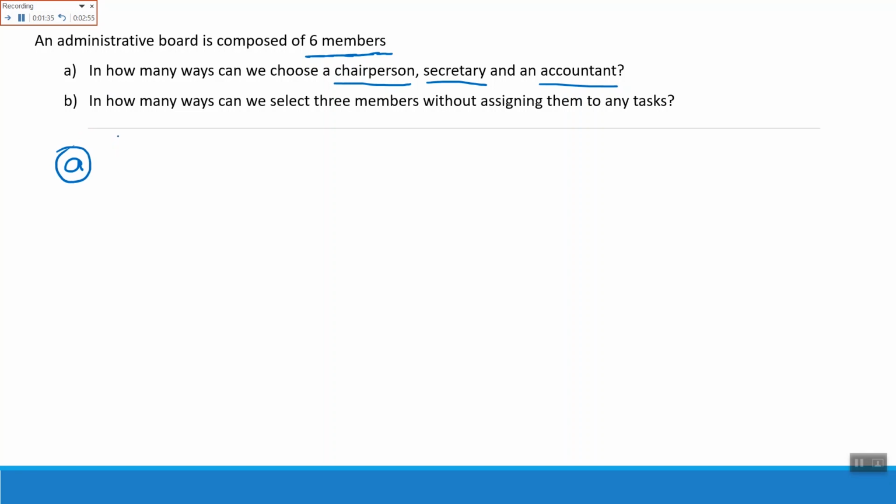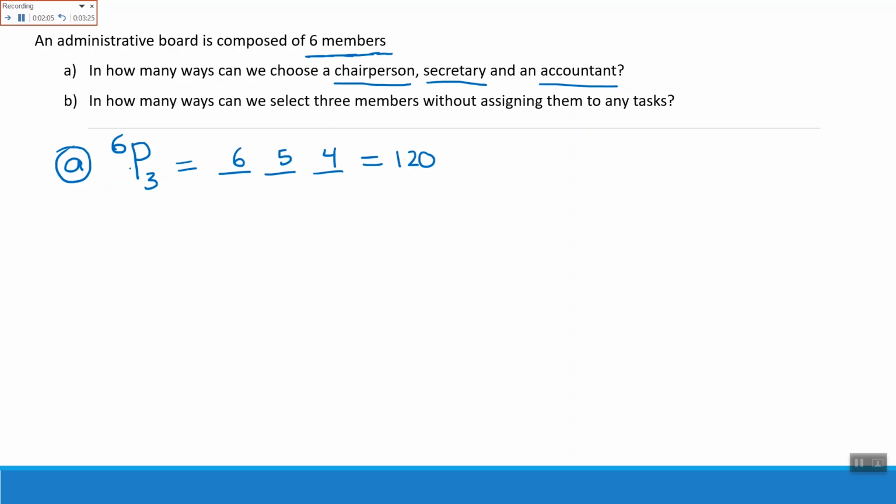So the answer to part A is going to be 6 permutation 3. There are 6 people, and we're going to choose 3, but not only choose them, we're going to select them and then arrange them. So we're going to choose and arrange. So to solve this, we're going to write 3 actions, and the largest action is 6, so it's going to be 6 times 5 times 4. The answer is 20 times 6, which is 120.